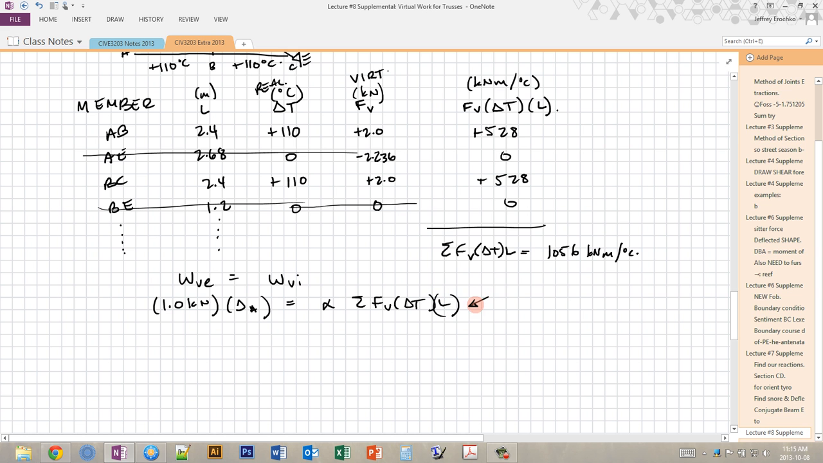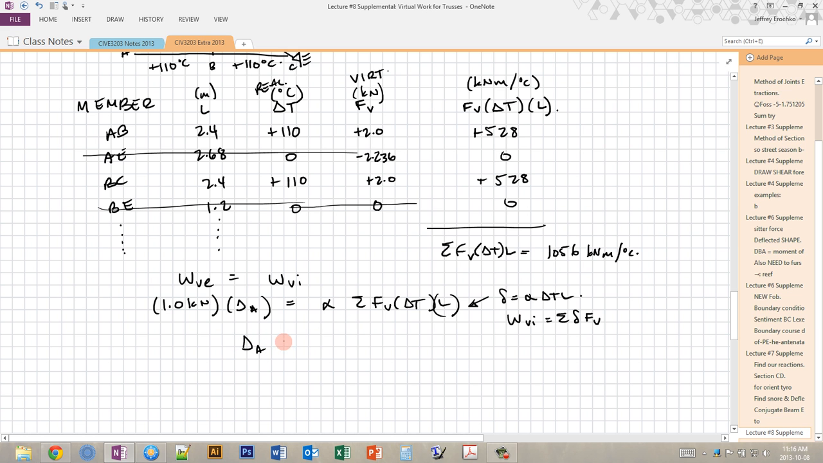So you'll recall, here we have delta is equal to alpha delta TL, which is the deformation of a member due to an increase or decrease in temperature. Alpha is the coefficient of thermal expansion. And then the delta VI, which is our internal virtual work, as you'll recall, is the sum of the real internal deformations times the virtual internal forces. So the virtual internal forces is here. The real internal deformations is alpha delta TL. So this is our internal virtual work.